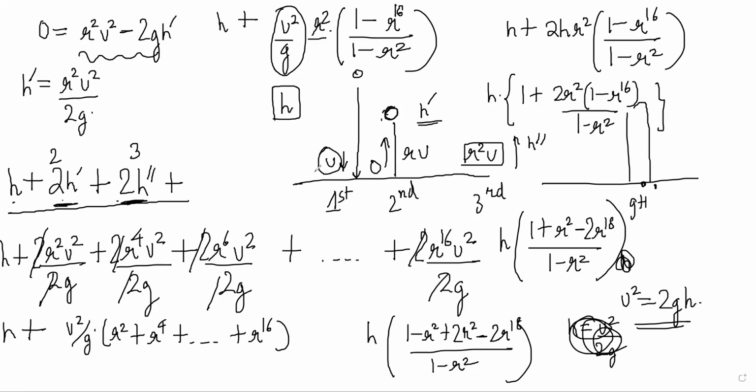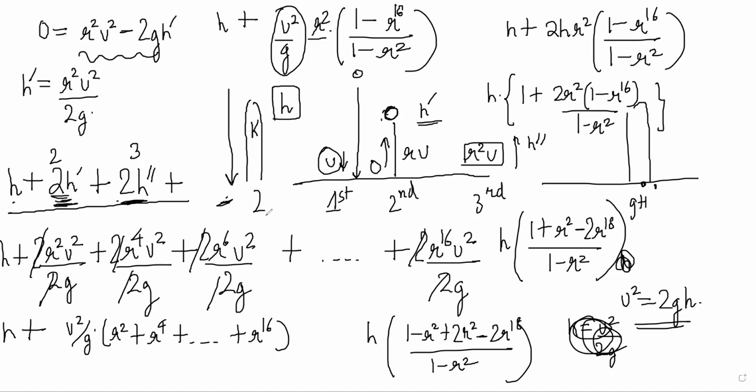Are we counting the collisions correctly? It's now a question of doing the summation carefully. 1h, this is the first collision, then h dash, second collision. Feels like we are doing it correctly only, right? Rv was the speed, so height will be r square v square by 2g, 2h dash will be this. Next time it will become r square v r4.